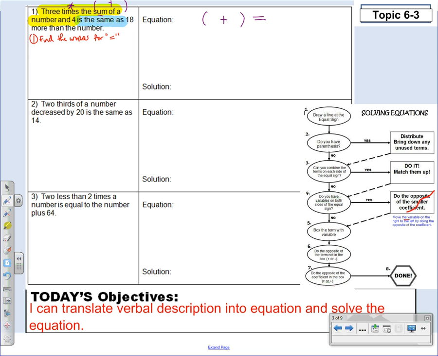What follows the sum of tells you what's inside the parentheses. We're going to put a number and 4. We're going to let n represent our number and then and 4. Remember that before it, I need 3 times that amount, and so I'm going to put the 3 in front of the parentheses. Is the same as is our equal sign.